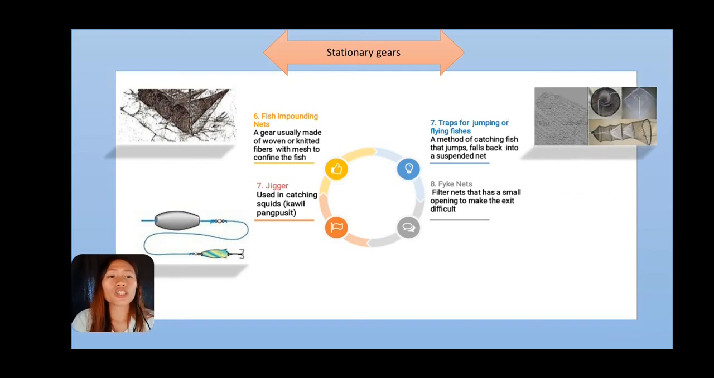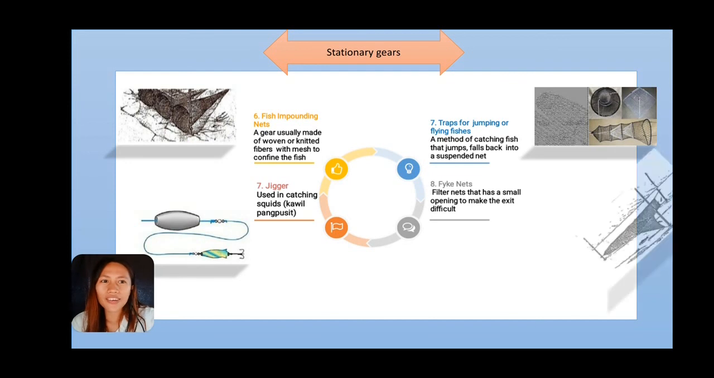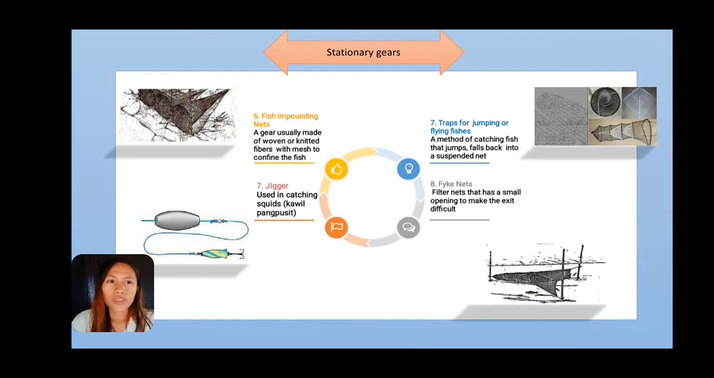So the seventh one is the traps for jumping or flying fishes. So naay mga isda nga mulupad, then there are gears or methods nga na-provide ana nga madakop na sila og mulupad sila, then there are nets or traps nga iniglupad nila makuha gihapon sila. So next or the last one is the pike nets. Filter nets that have small opening to make the exit difficult. So it is something related or similar sa katong una nga traps nga dili maka-eskapo ang mga isda once they enter your traps.